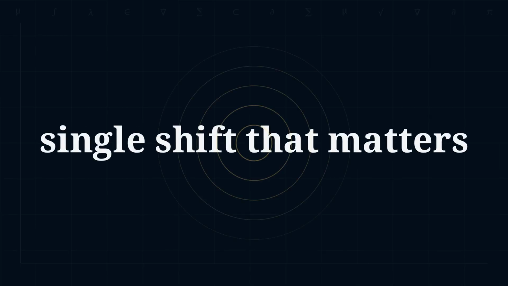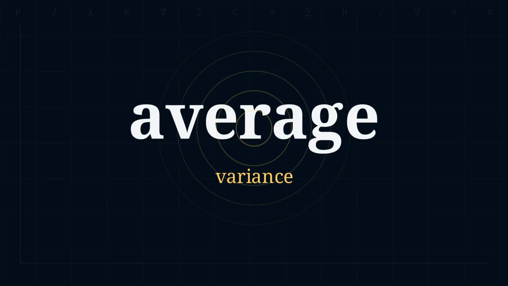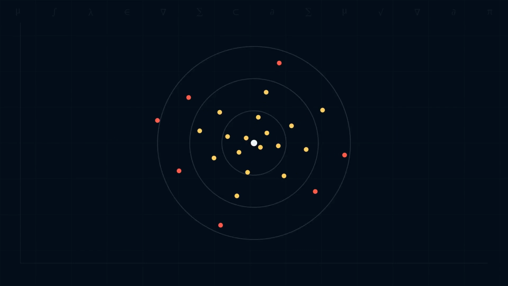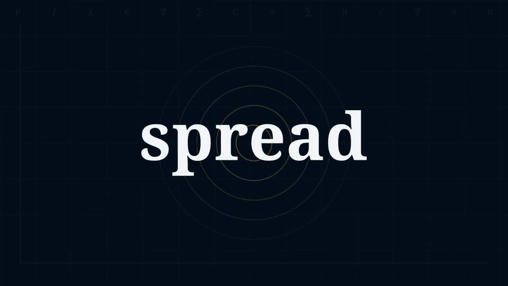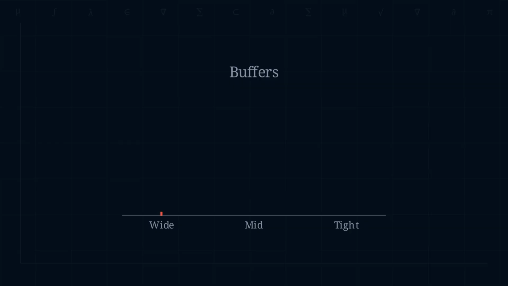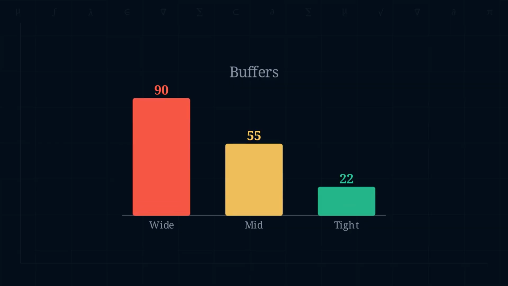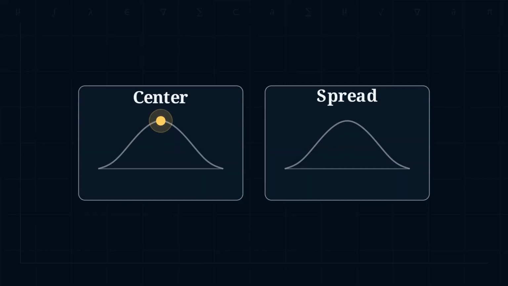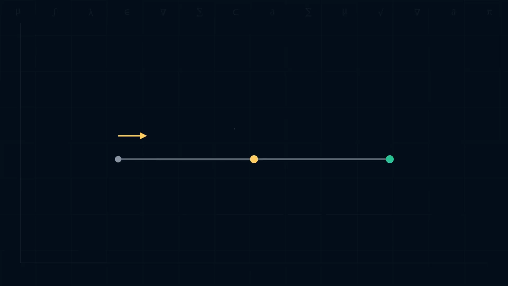The single shift that matters here is this. Stop treating the average as the fact and variance as trivia, and start treating the average as a location whose meaning is only clear when you also know how far and how often values wander from it. If you instinctively ask for the spread whenever you hear a mean, you will automatically make tighter predictions, set realistic buffers, and pick models that behave under noise. Center tells you where, spread tells you how reliable that where is.